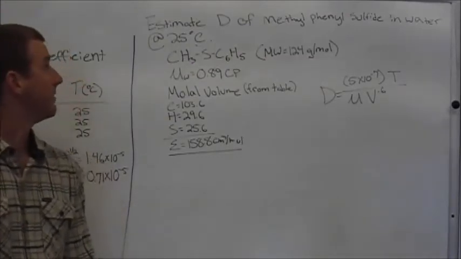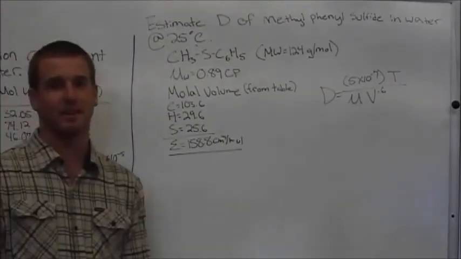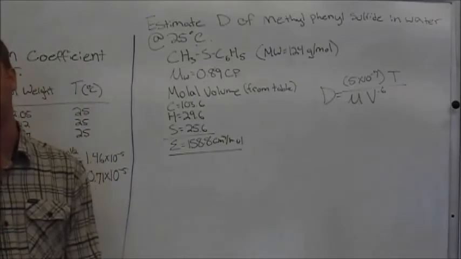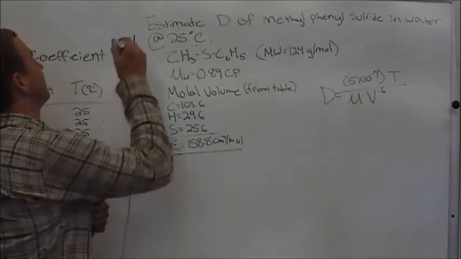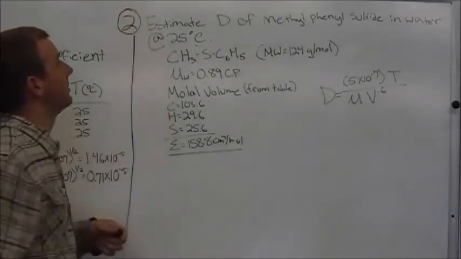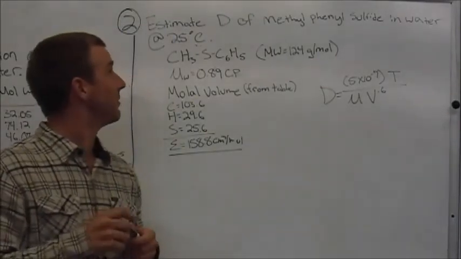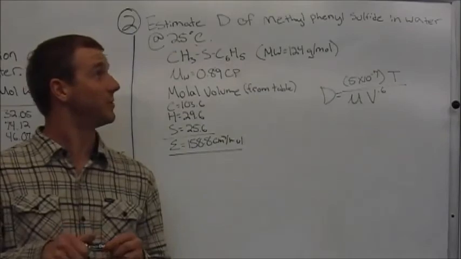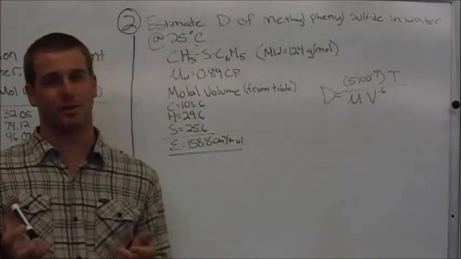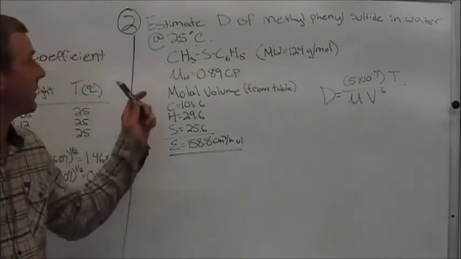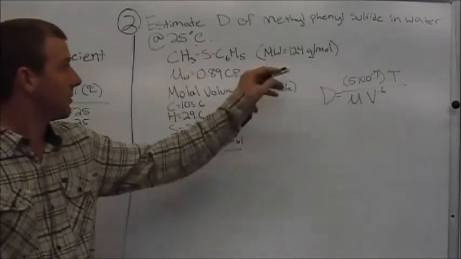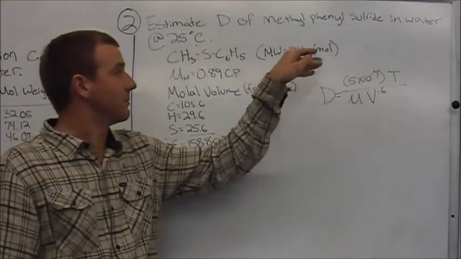Our second method for estimating the diffusion coefficient is called the Wilke-Chang method. So here's our example, number 2. We're going to estimate the diffusion coefficient of methylphenyl sulfide in water at 20 degrees Celsius. Here's our methylphenyl sulfide, with a molecular weight of 124 grams per mole.